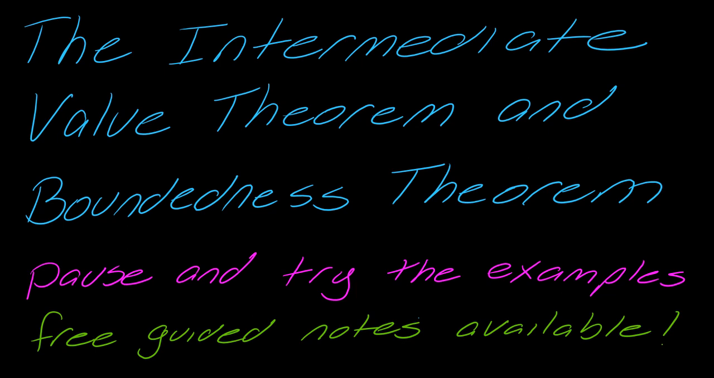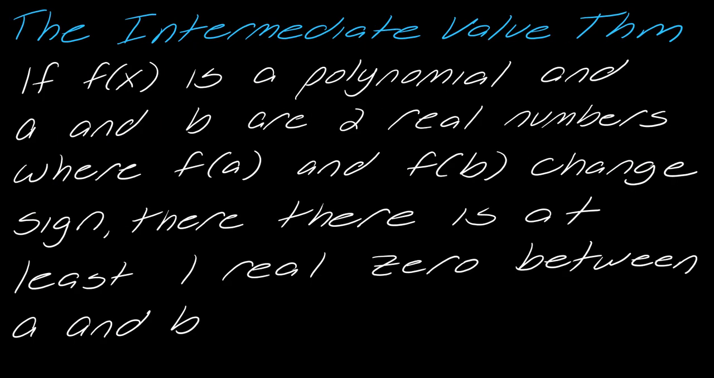Hi there. Okay, we're going to talk about the intermediate value theorem and the boundedness theorem. So let's just jump right into it. The intermediate value theorem says that if f of x is a polynomial and a and b are two real numbers where f of a and f of b change sign, there is at least one real zero between a and b. So what does this actually mean?